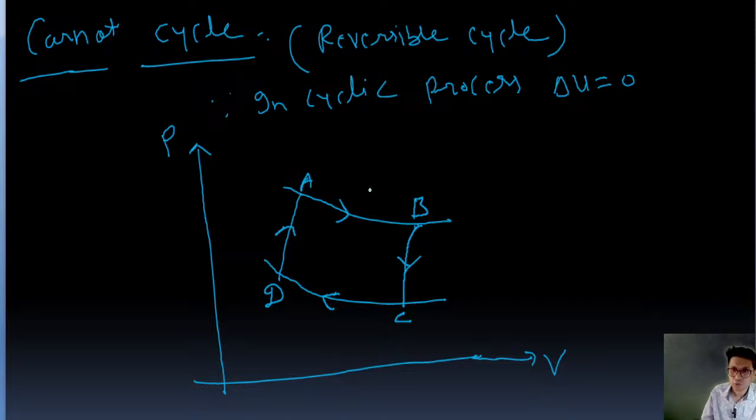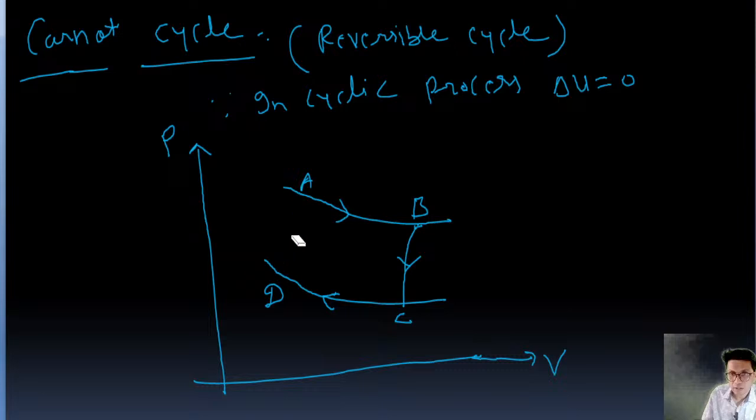This is the isothermal expansion, guys, because in this case volume is increasing, right? And this is adiabatic, right? And this is isothermal compression. And this is adiabatic. The ABC is adiabatic expansion, and this is adiabatic compression. Okay, so we have made some mistake in the diagram.